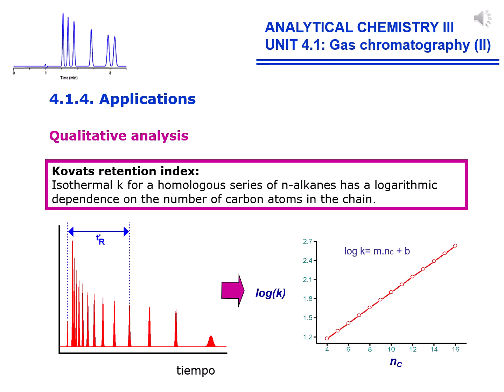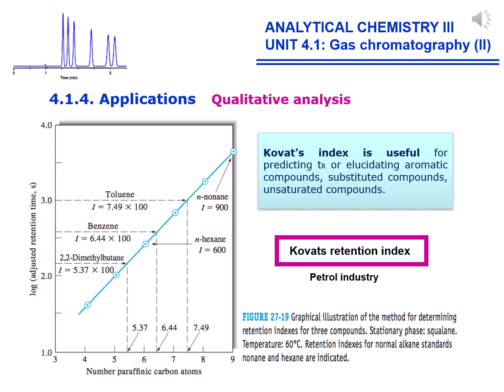In such a way, it's possible to calculate the number of carbons of an unknown molecule that elutes between two other known compounds, or we can also predict the retention time of a compound of the series. This index is often used to identify aromatic compounds and substituted compounds. They are also useful for compounds with double and triple bonds. In any case, this is more an estimation methodology, which is mainly employed in the petrol industry.